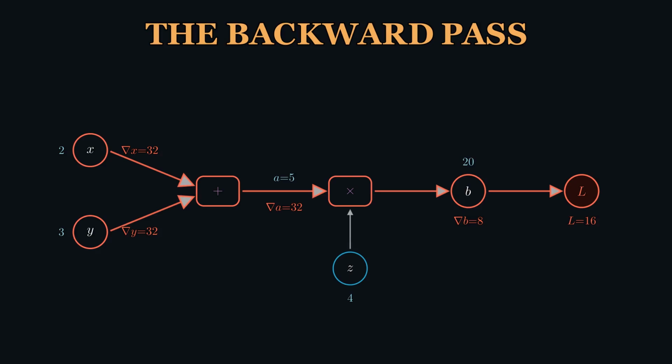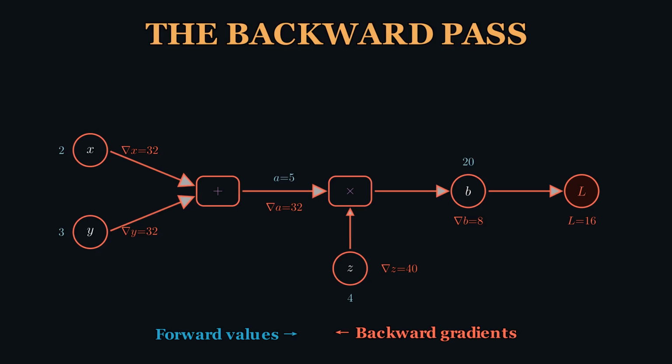Since a equals x plus y, partial a partial x and partial a partial y are both 1. So both x and y receive a gradient of 32. What about z? The gradient takes a different path, directly from b. Partial b partial z equals a, which is 5. So partial L partial z equals 8 times 5, which is 40. And there it is. Every input now knows its gradient.